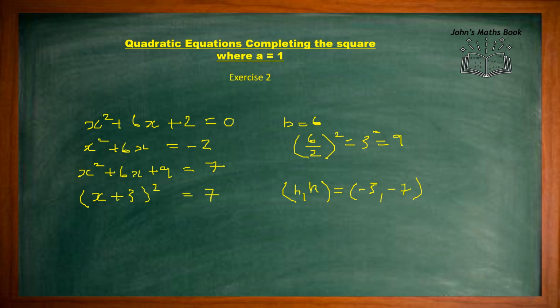So now if we solve this equation for x to find the roots of the quadratic, if we take the square root of both sides, we get x plus 3 is equal to plus or minus square root of 7. So the values of x would be x is equal to -3 plus the square root of 7, and x is equal to -3 minus the square root of 7.